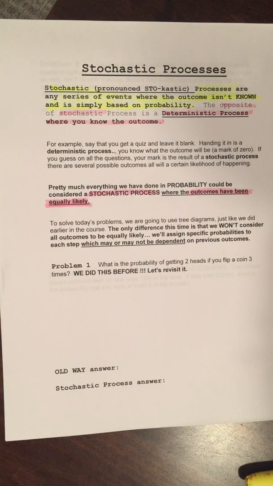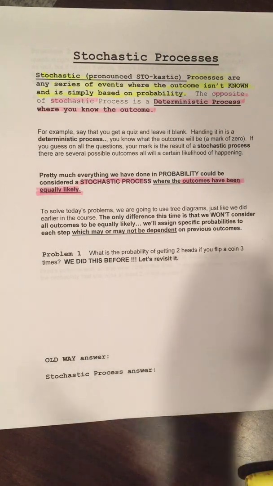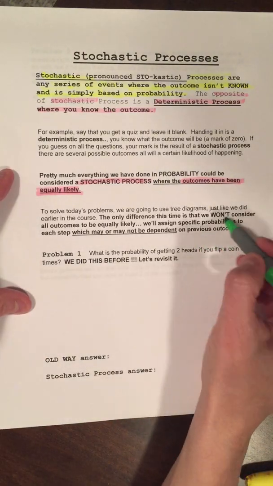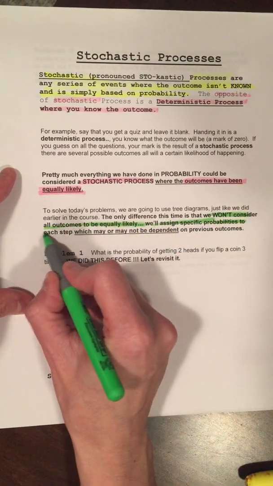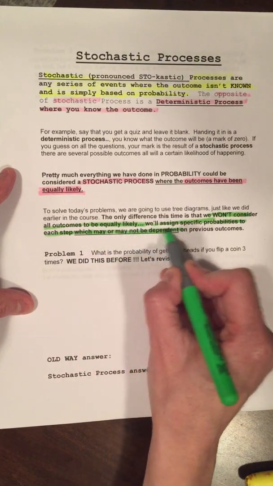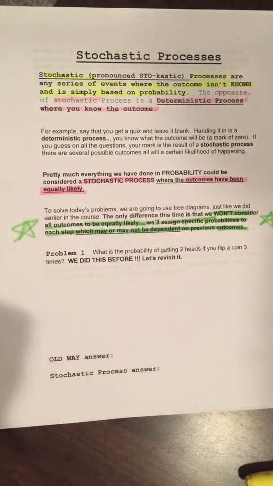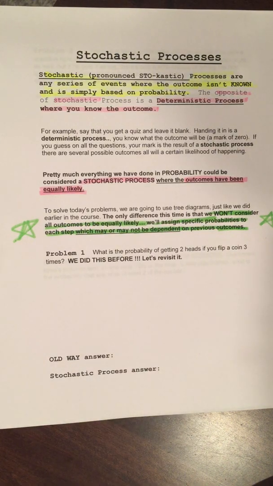Okay? Let's keep going. To solve today's problems, we're going to use a tree diagram, just like we did earlier in the course. So you're familiar with tree diagrams, coin tosses, etc. The only difference is that we won't consider each outcome equally likely. We'll assign specific probabilities to each step, which may or may not be dependent on the previous outcomes. This is kind of the cool part, I think, okay?